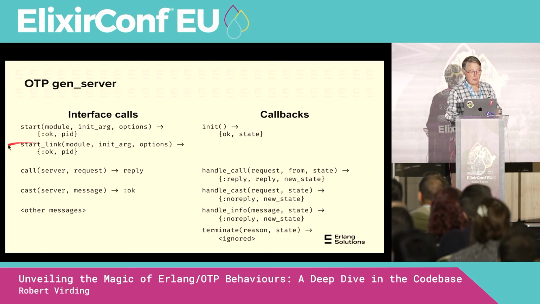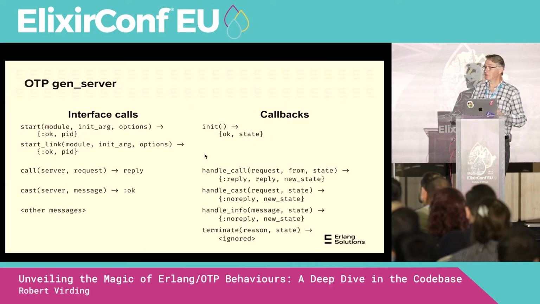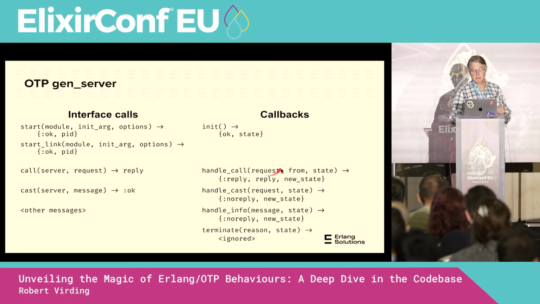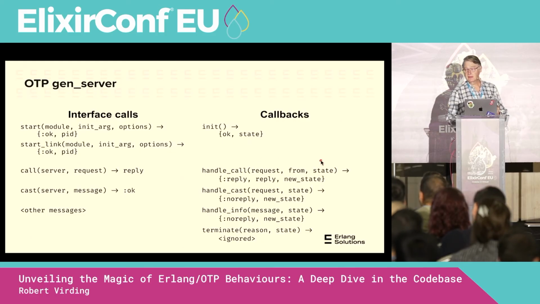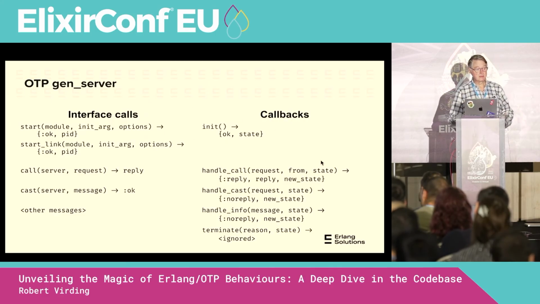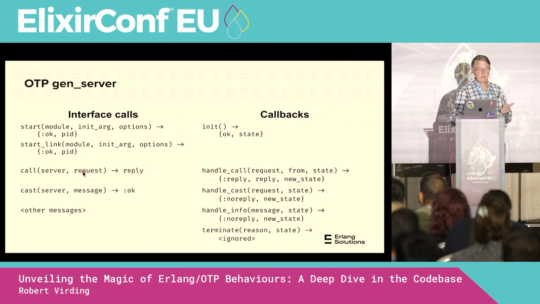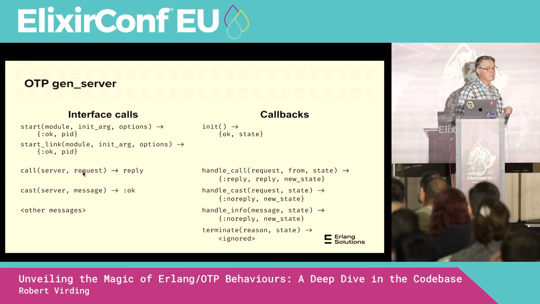If I do a call request to the server and send a request in, then when the server gets the call request, it's going to call the handle_call callback, which I provide for doing all the work for that call. So I will see the request I get in, I'll see who I got it from, and I'll see the current state, and I'll do lots of work processing this request. And I just return from this function a reply tuple like this, and the behavior will send the reply value back to the call, and I'll get this as the return value from the call.